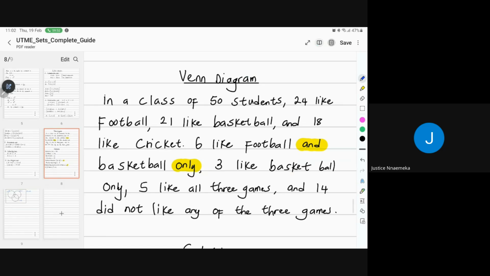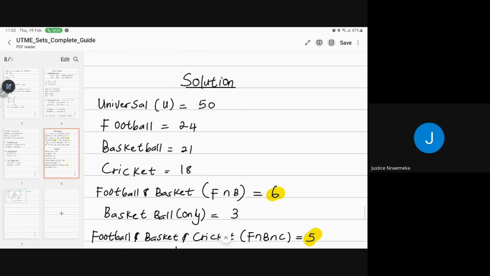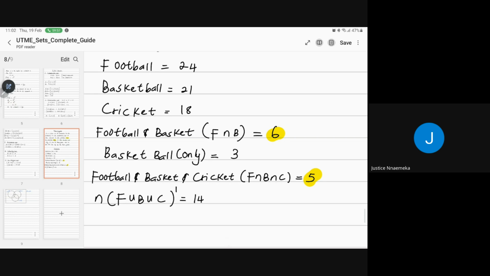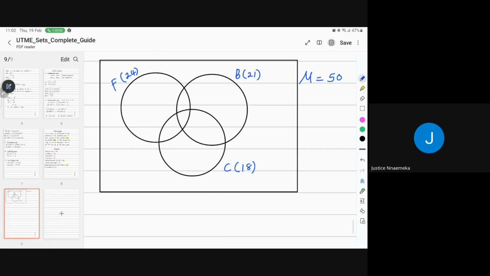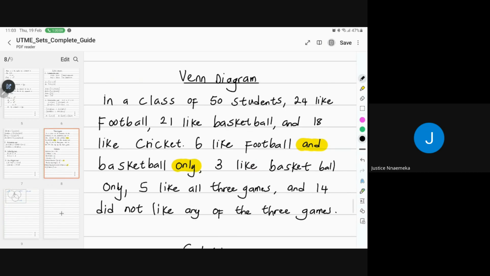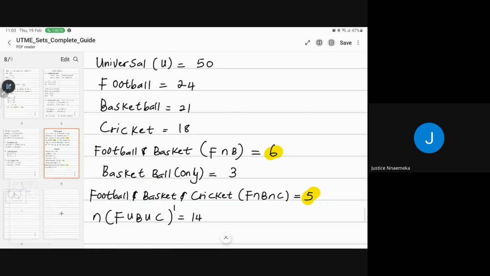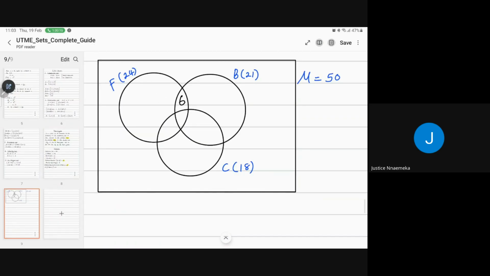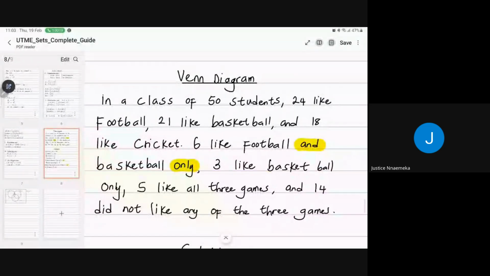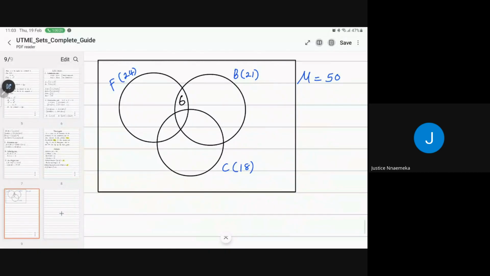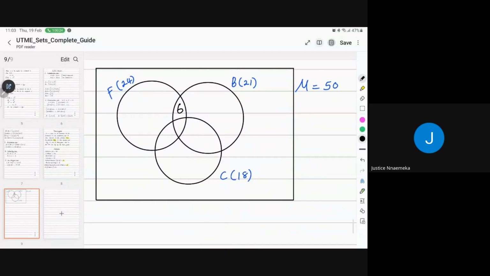But it didn't end there. There are other small details we are going to take note of, right? So we said that football and basketball will have 6 persons. So football, basketball will have 6 right here. Are you there now? Now, the next thing I have is basketball only, that word only. So those that do only basketball will have how many of them? 3. So that means inside here, I'm going to have 3 for my basketball. So 3 persons basketball only.